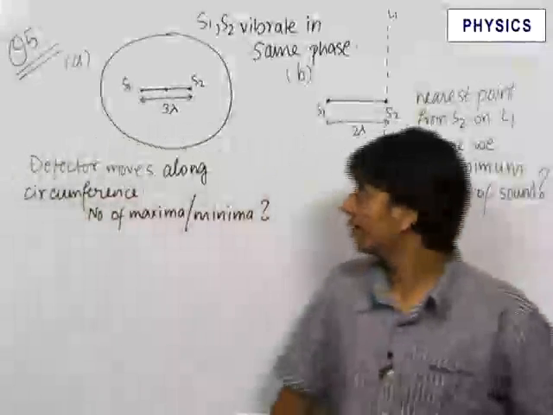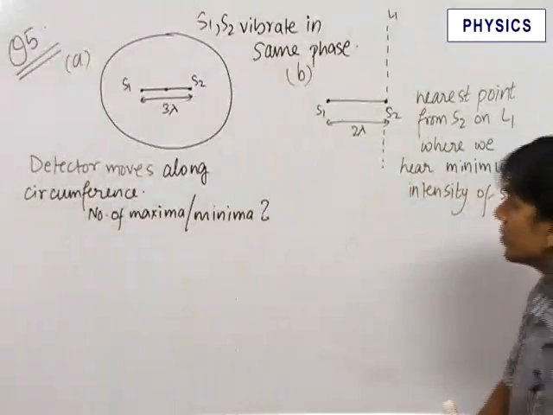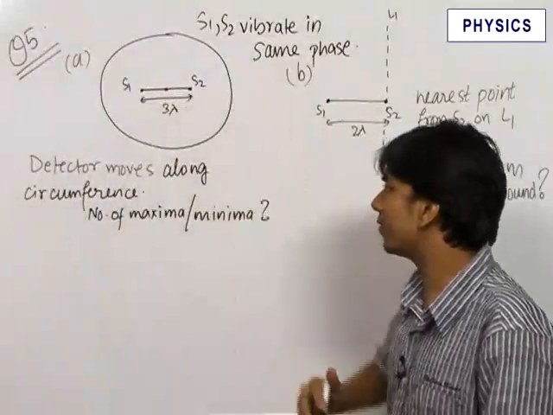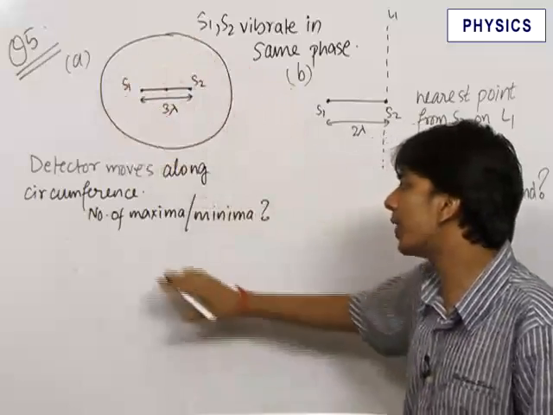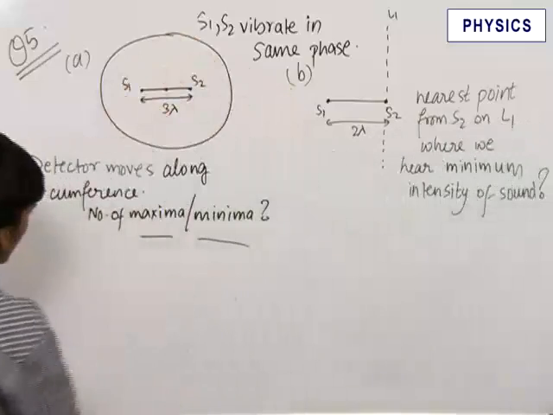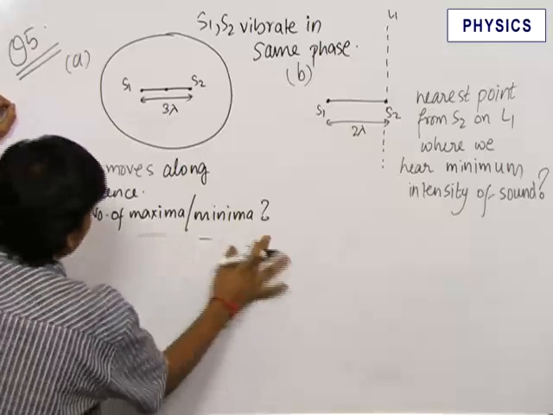The next question that we have actually has two similar questions as subparts. In the first part, we have been given two sound sources S1 and S2 vibrating in the same phase, and the detector moves along the circumference of the circle. We need to find out the number of maxima and minima captured by the detector. So for finding this out, let us see how much the path difference is at various points.